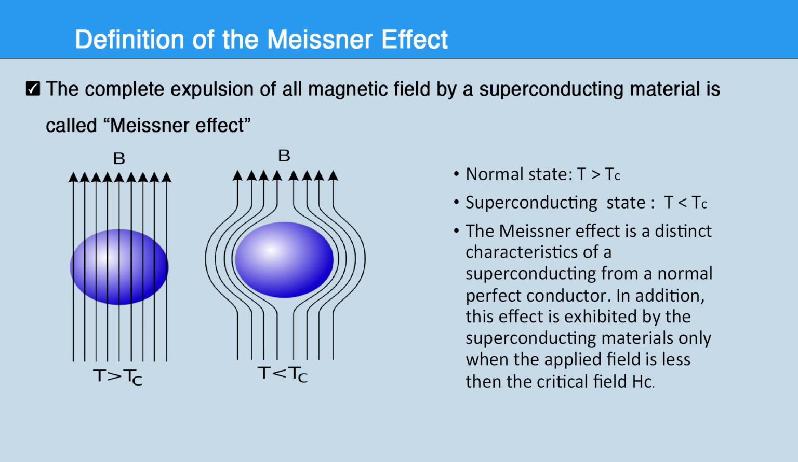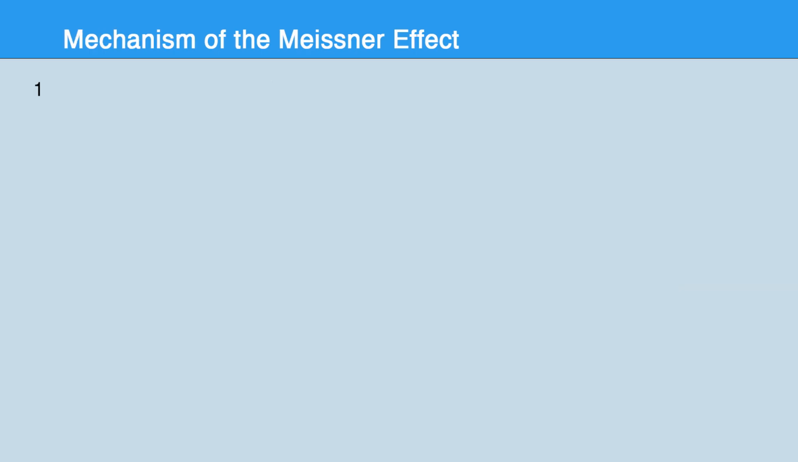The Meissner effect occurs when the material, upon cooling below the critical temperature, enters a superconducting state. They actively expel magnetic fields from the interior. This results in the superconductor becoming perfectly diamagnetic, meaning it exhibits zero magnetic permeability and repels external magnetic fields.